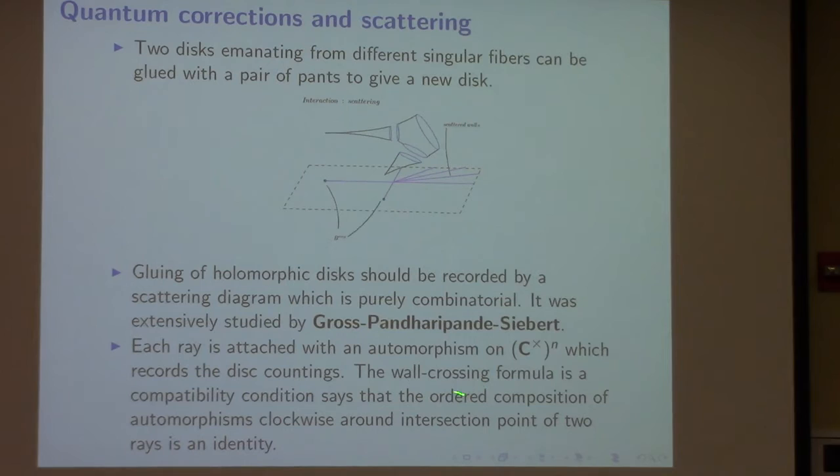The wall-crossing formula is a compatibility condition saying that the ordered composition of automorphisms clockwise along a certain quantum ray is an identity. So we'll see the picture.